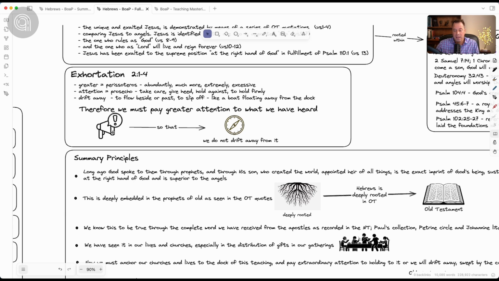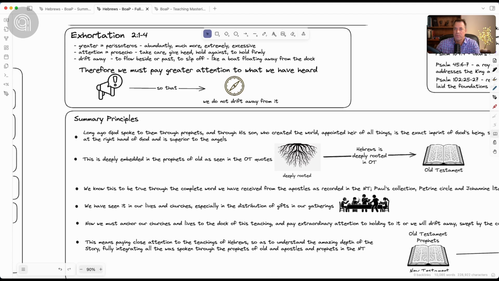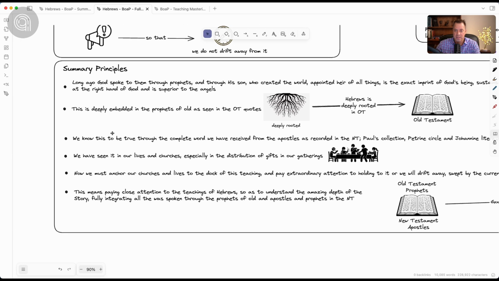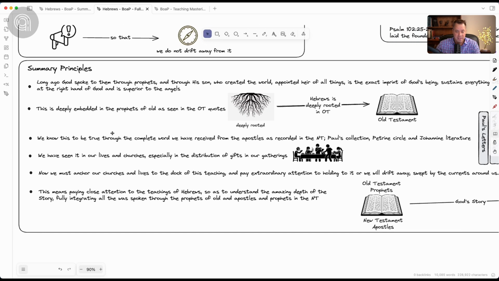So what he's saying here in his exhortation, just simple four verses here, he's saying, pay greater attention to what we've heard so we don't drift away. So again, there's going to be a body of teaching that they've received that they must not drift away from. Pay greater attention to it. That's how you're going to withstand all of this desperate situation that you find yourself in, and it's rooted in the Old Testament.